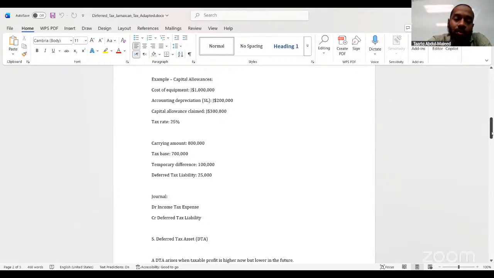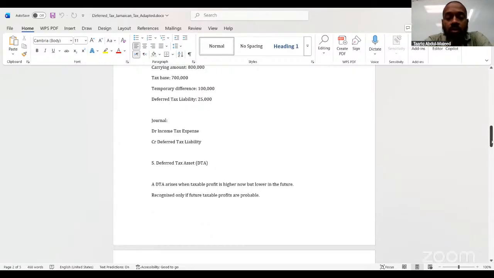You're going to debit the income tax expense, not the liability, but the income tax expense that's in the P&L, the income statement, and credit the deferred tax liability. A deferred tax asset arises when the taxable profit is higher now, but you're going to be lower in the future. And you recognize it again only if future taxable profits are probable.